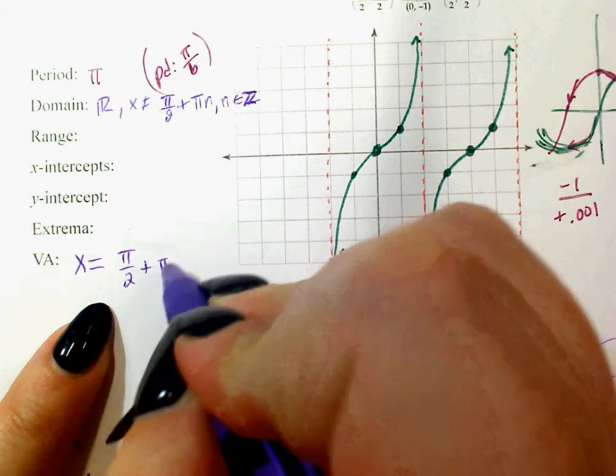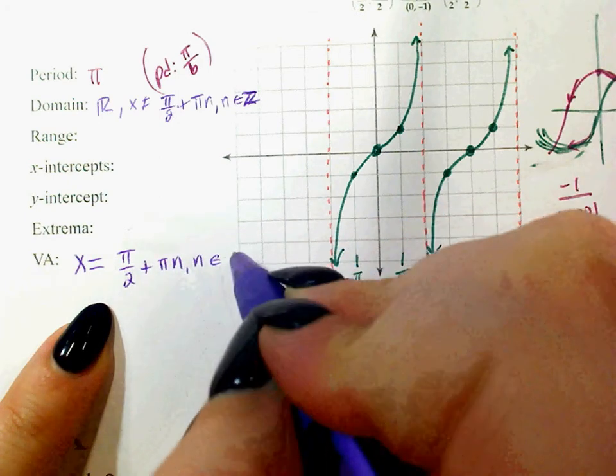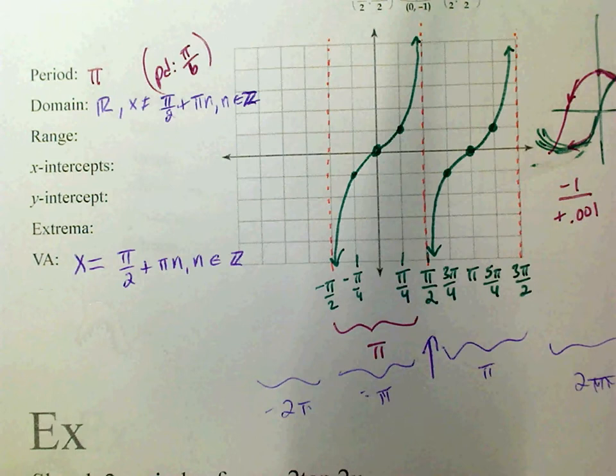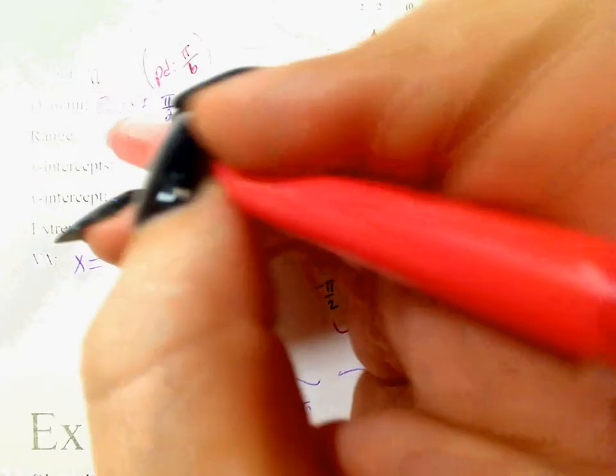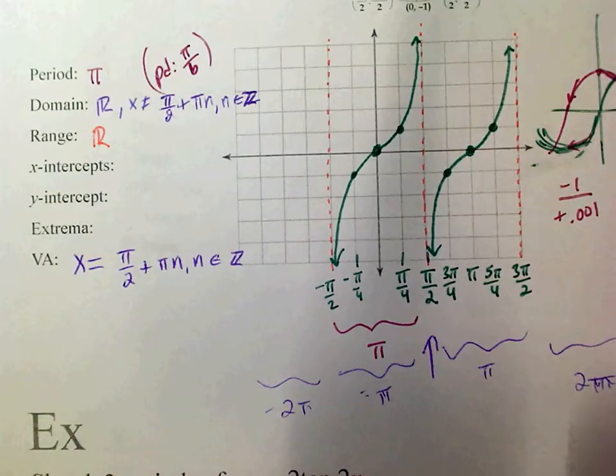Where n is an integer. Okay, range. All the way up and all the way down, right? So the range is all real numbers. Every y value is attained.